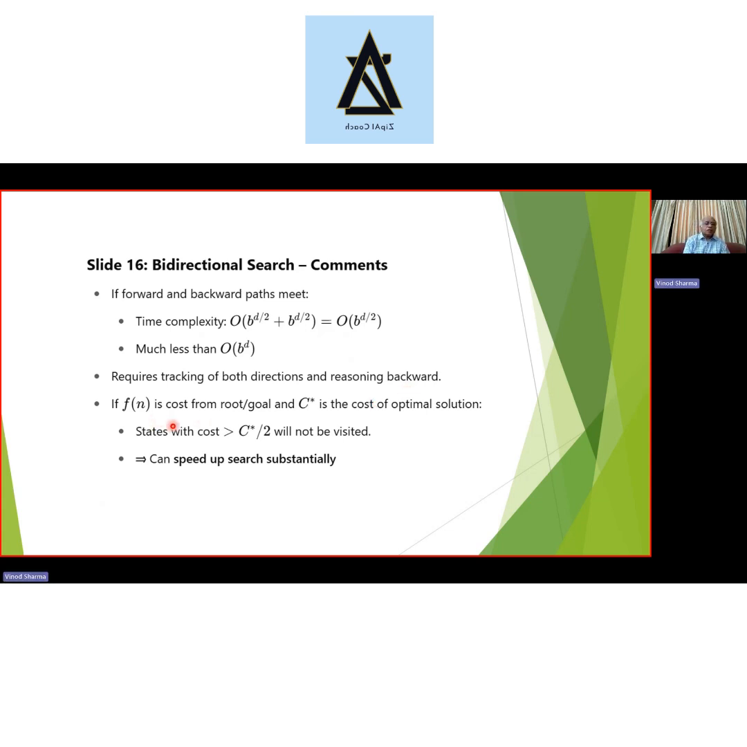If f(n) is the cost from the root or goal, and C star is the cost of the optimal solution, then a state with cost greater than C star by 2 will not be visited by the algorithm. So this can speed up the search substantially. So bidirectional search can really benefit us.